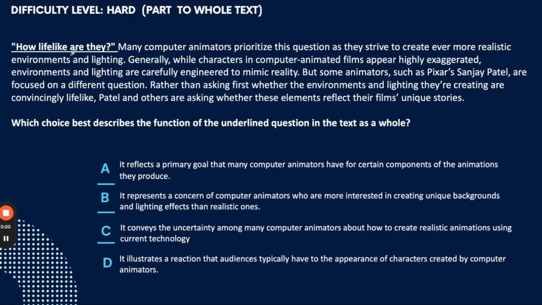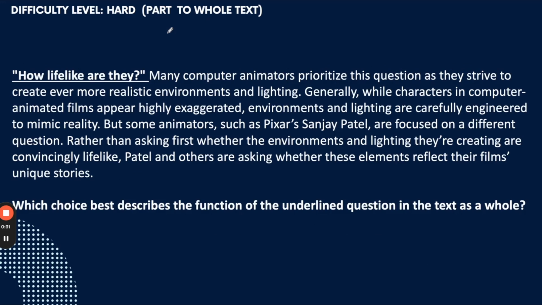Right, so we'll be taking up a hard difficulty level question for part 2 whole text, and again the mention of function of the underlined sentence tells us that we are dealing with a part 2 whole text subtype. Let us go ahead and read the text. How lifelike are they? Now this is the underlined sentence. Till here I don't know what they is referring to, who are we calling lifelike, or anything about it.